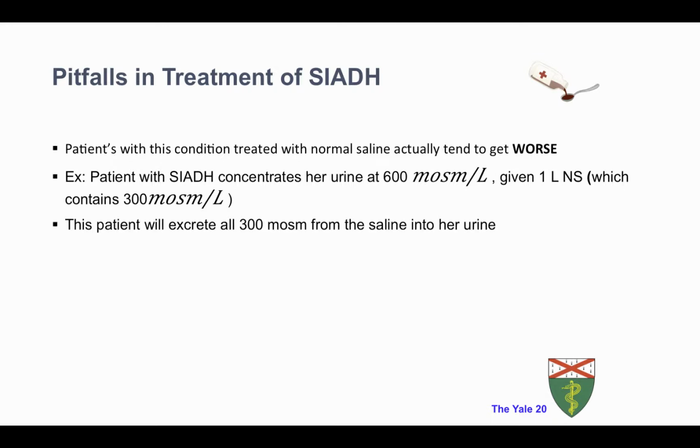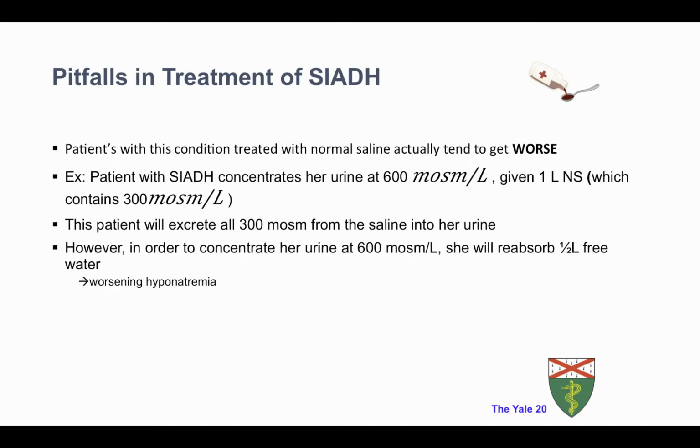Now, since she's euvolemic, we can expect that she's going to excrete all 300 milliosmoles from the normal saline into her urine. But since she's concentrating her urine at 600, she's going to excrete all 300 milliosmoles from the normal saline in only 1/2 of a liter of urine in order to reach a concentration of 600. So in essence, this means that we've given her 1 liter of isotonic fluid, but she's gotten rid of all the solute from that fluid in 1/2 of a liter of urine and reabsorbed the other half as free water, thus worsening the hyponatremia.